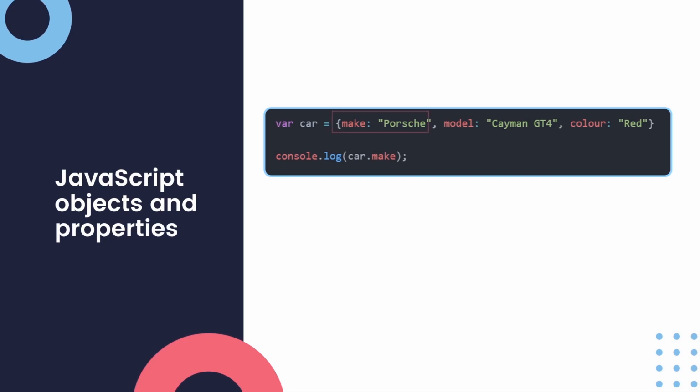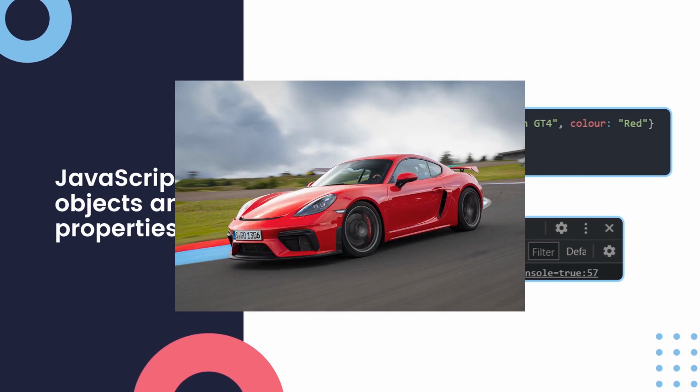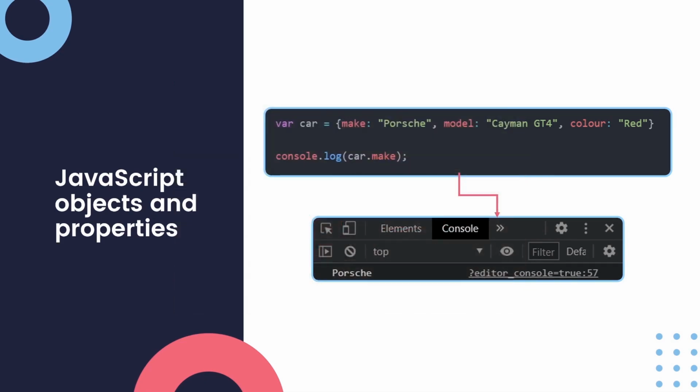And in this instance over here, we are assigning three different properties. First, the make of the car, which is Porsche, the model of the car, which is Cayman GT4, and the color of the car, which is red. And if we console log car.make, we are targeting the .make property, or the make of the car, right? And this is the output that we have, Porsche. Now, this is what the Cayman GT4 looks like. For those of you who are actually interested, I think it looks pretty sweet.